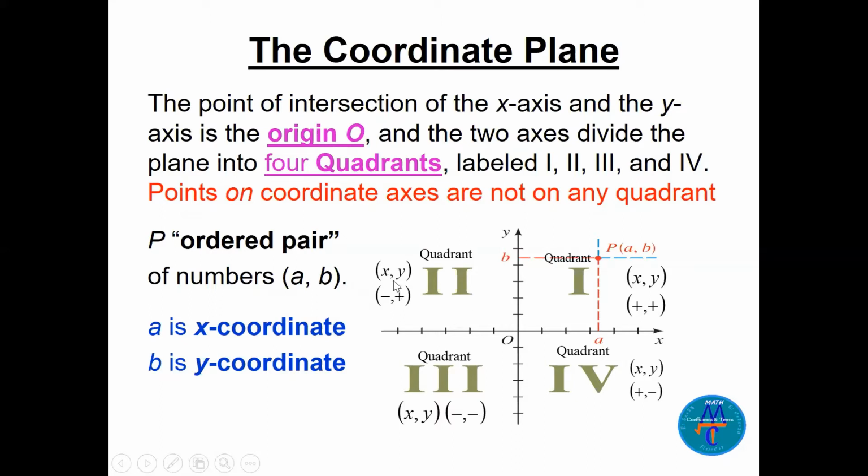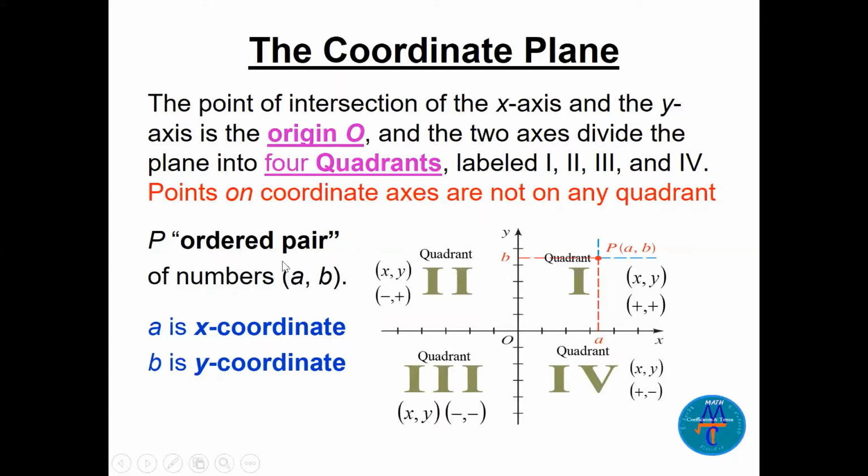In quadrant 2, every point has x negative, y positive. See the y positive here, x negative. Every point in quadrant 3 has x negative, y negative. In quadrant 4, we have x positive and y negative. The point of intersection of the x-axis and the y-axis, we call the origin.